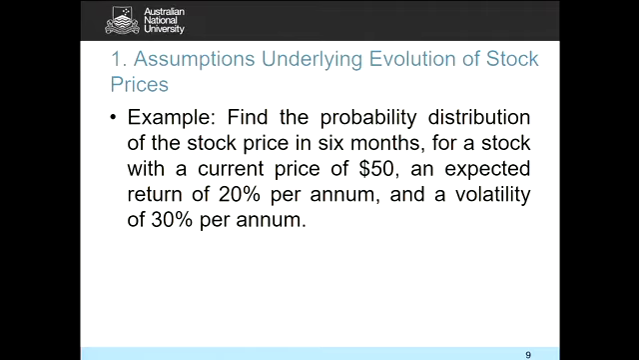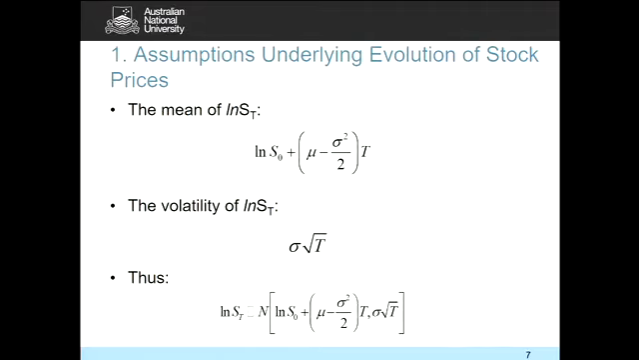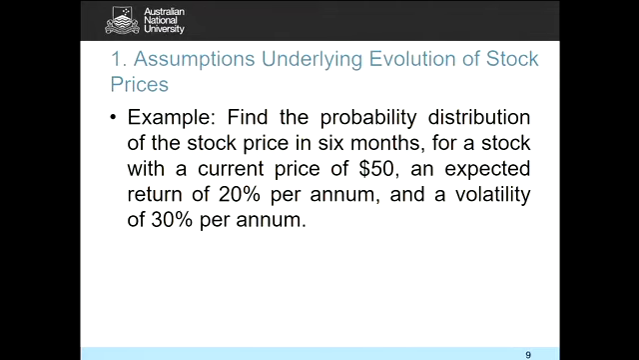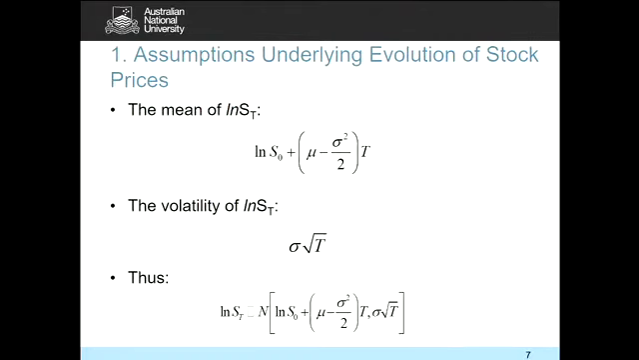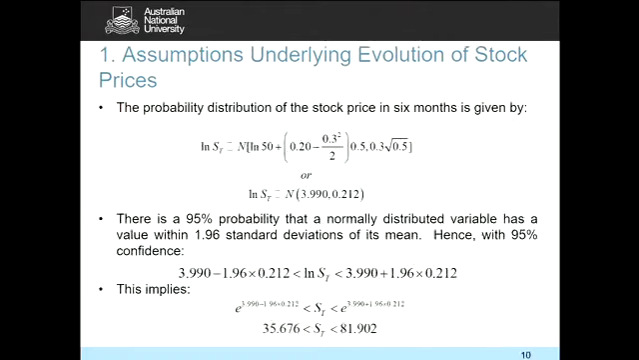Find the probability distribution. So that's going to be this one down here. This is our probability distribution of the stock price in 6 months. So my T is going to be 6 on 12, for a stock whose current price is $50. So S0 is 50. Expected return, that's my mu, the thing that looks like the letter u, which is 20% per annum, and a volatility of 30% per annum. Okay, so 0.3. So we just plug them into the formula. This was our formula before, the one down the bottom. Now we're just plugging in those values.